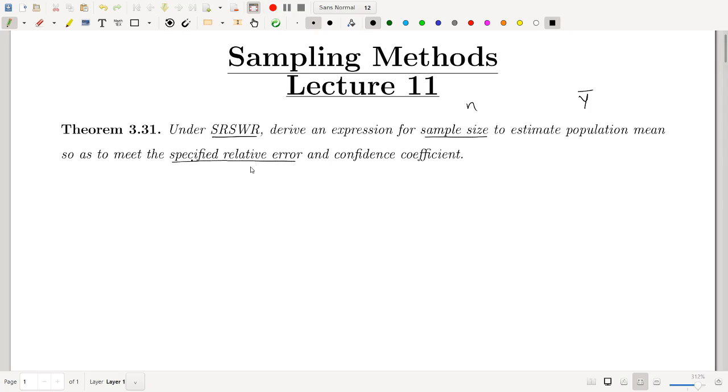Here they have given to meet the specified relative error and confidence coefficient. Before this, we had seen this theorem for marginal error. Now here, if relative error is given, then what will be the sample size? So, proof of this theorem.